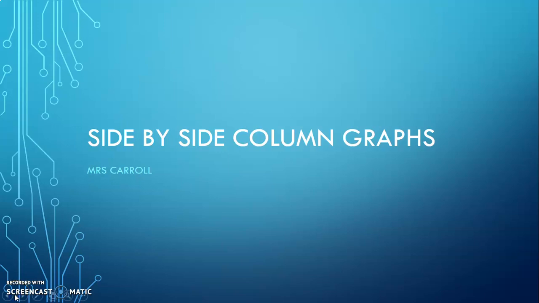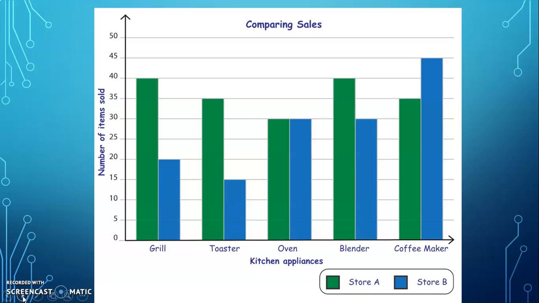This lesson I'll be teaching you about side-by-side column graphs. Okay, so here you'll notice we have a column graph. And this particular graph is called a side-by-side column graph because you'll notice that there's two different colored bars right next to each other. These types of graphs are often used to compare two different things. Okay, so let's have a go at actually reading one of these.